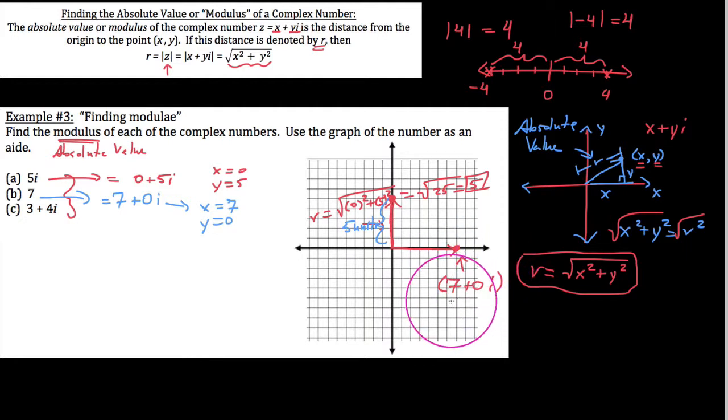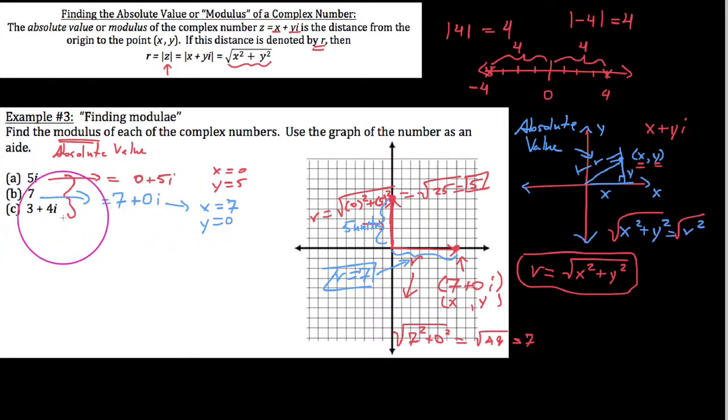So getting the hang of this, really what we start to do is we just recognize x and y. And we know it's the square root of x squared plus y squared. So r, in this case, is just going to be the square root of 7 squared plus 0 squared, which is really the square root of 49, which is 7. So again, I didn't need this formula to tell me that r in this case is 7 units away from the origin. So the absolute value of this number would be 7.